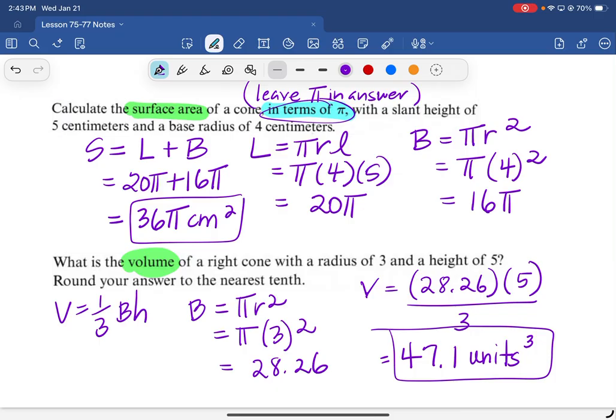Not too bad, right? Just follow the formulas carefully. Okay. Try the independent practice and let me see your answers once you're finished, please.